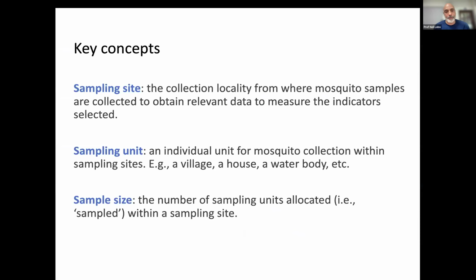The sampling site is the locality or location from where you're going to be sampling your mosquitoes to get the data. Your sampling unit is an individual unit for mosquito collection within your sampling site. So, for example, your sampling site can be a village and your sampling unit can be a house. And the sample size is the number of sampling units you collect data from. So, for example, we would collect data from 5 houses, which is your sample size of 5, and your sampling unit is a house from 3 villages, and those are your 3 sampling sites.